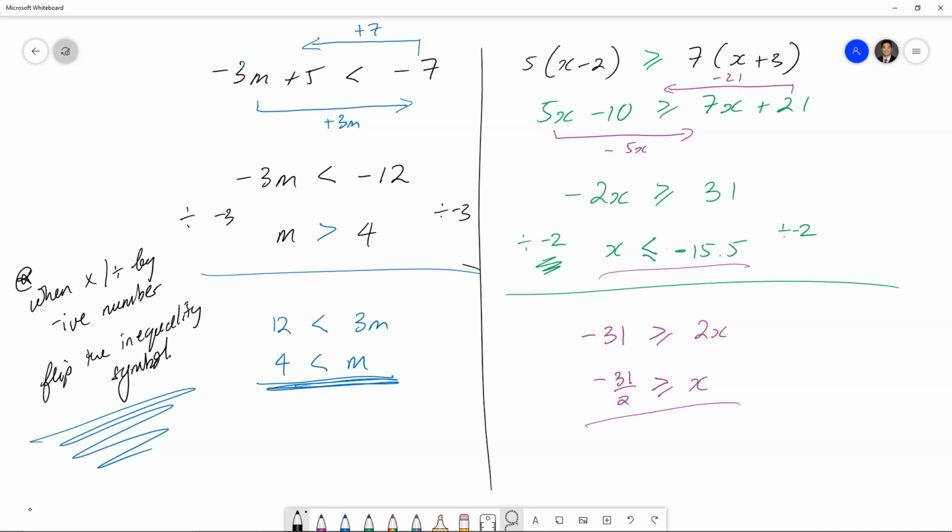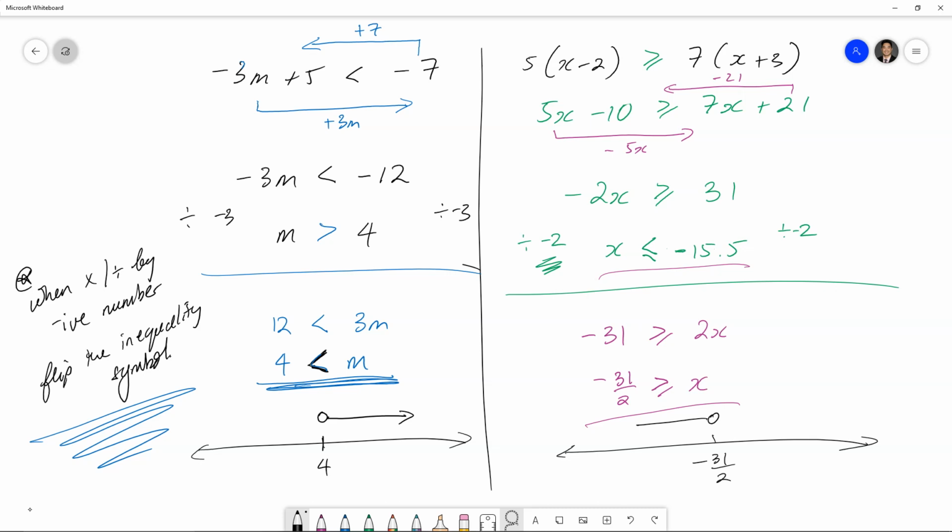And lastly, if you were to draw a number line, so there's your number 4, and in this case it's an open circle. m is going to be greater than 4. So just see which direction m is greater than the value of 4, but not including it. And in this case here, we have negative 31 over 2, and x is less than that value, but including that value. All right, if you have any questions, guys, let me know.